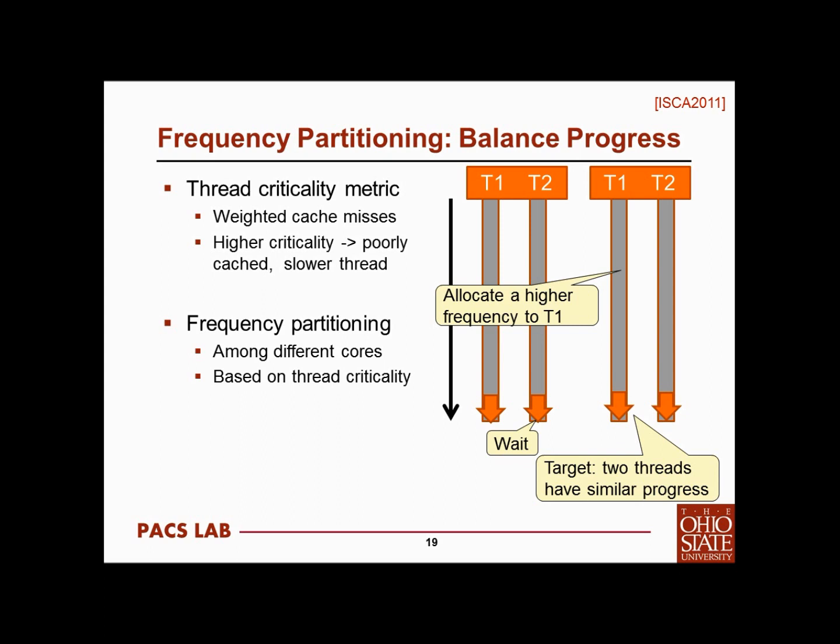In order to identify the progress of each parallel workload at runtime, we use the thread criticality metric. This metric basically is a weighted cache miss. The higher the criticality metric is, the slower the thread is. That's why we proportionally partition the frequency of the entire chip based on the criticality metric. By doing this, we allocate more frequency to the slower thread to make each thread have relatively the same progress. By doing this, we improve the performance of the entire system.